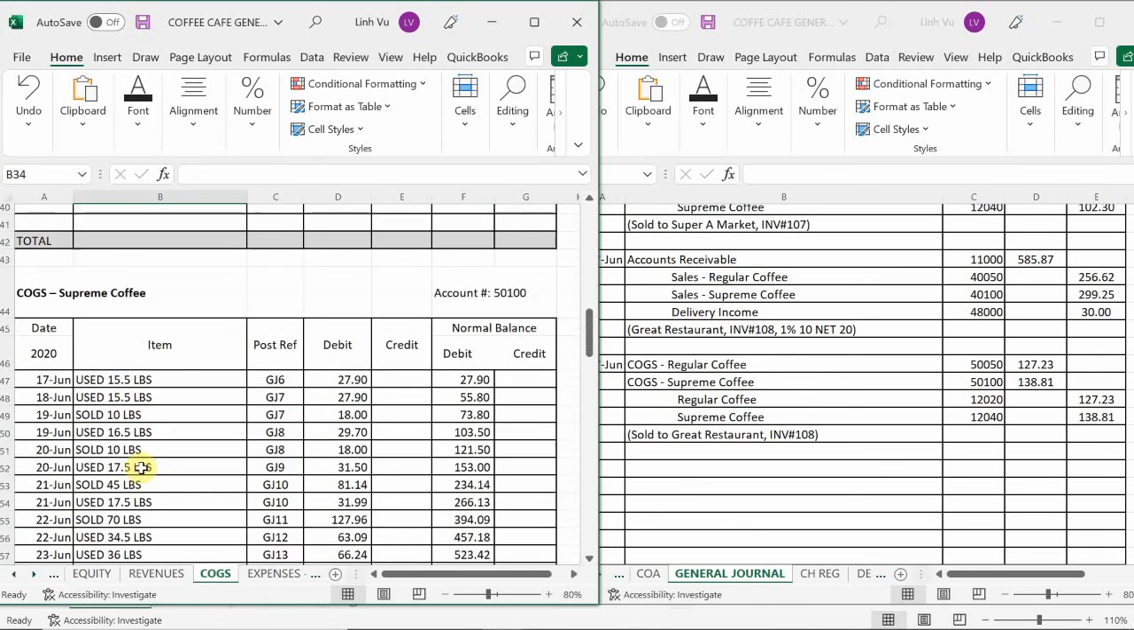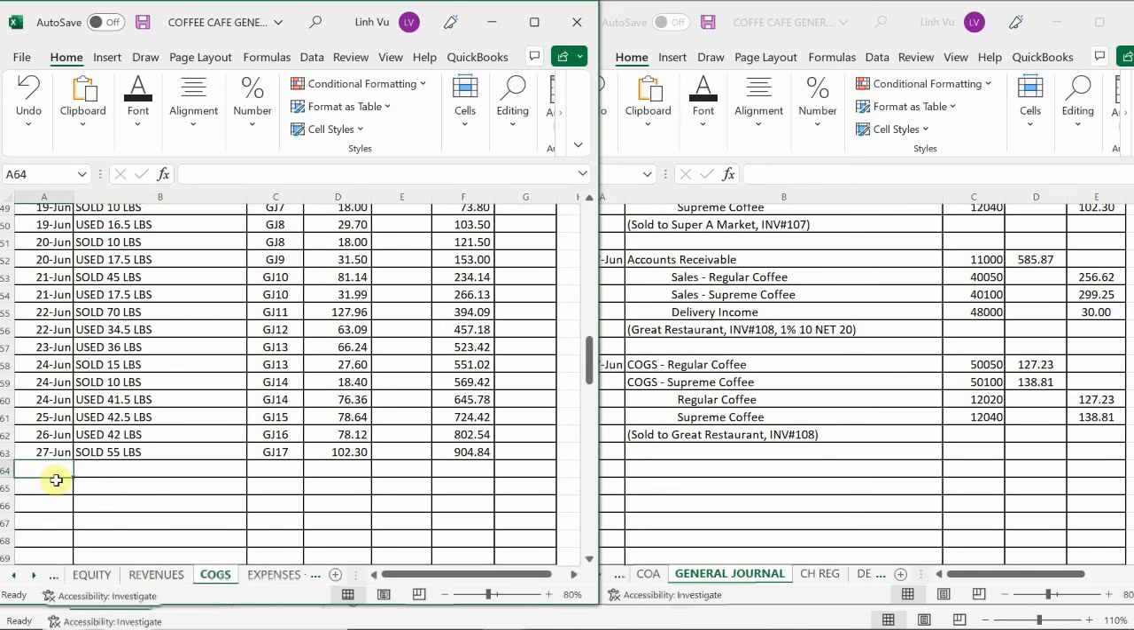Okay. Then for our Supreme coffee, we sold 75 pounds, and that came to 138.81. And that comes to 1,043.65. Excellent. Good.